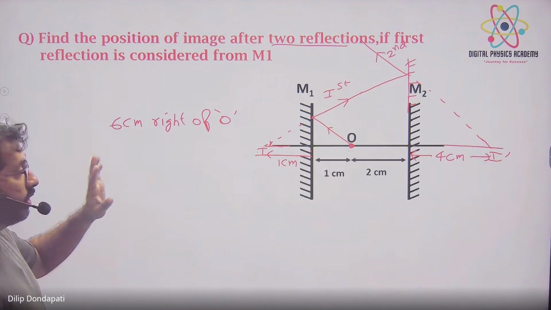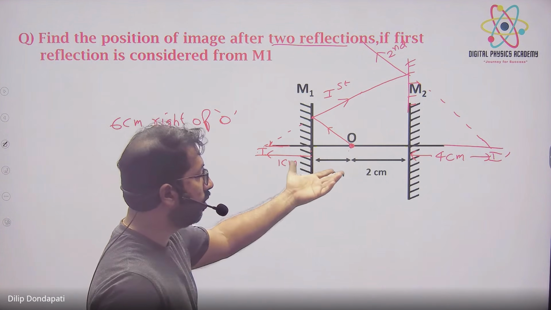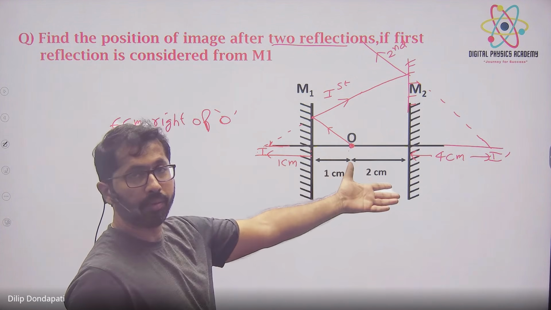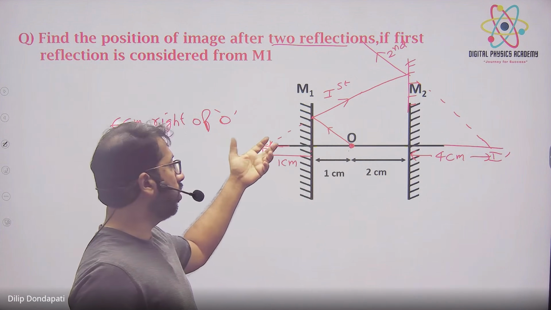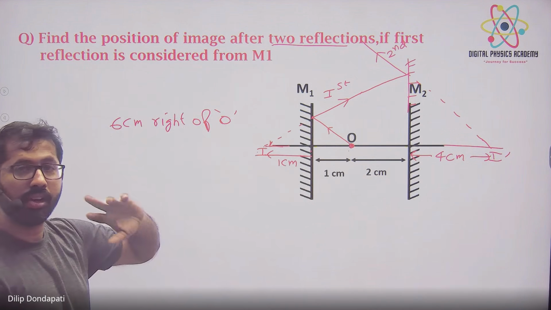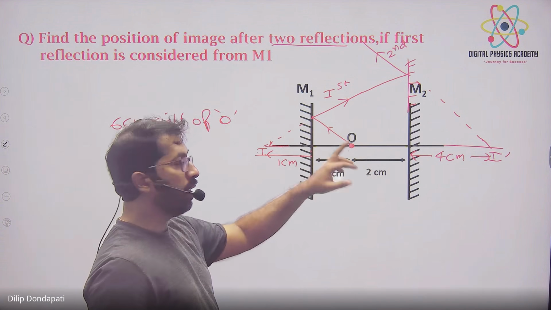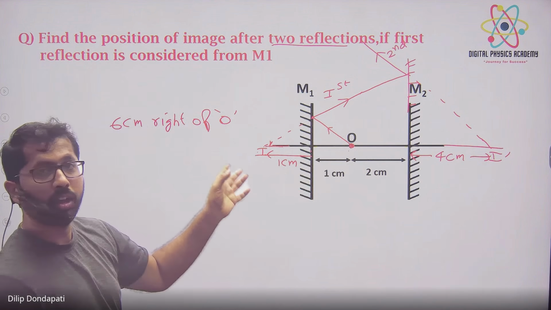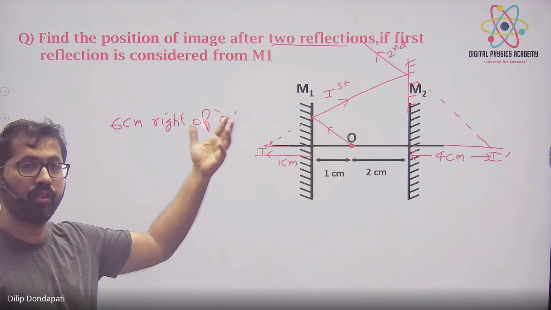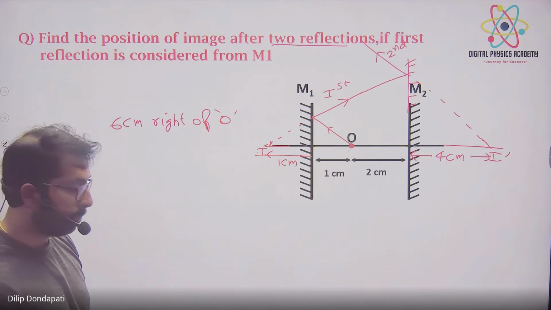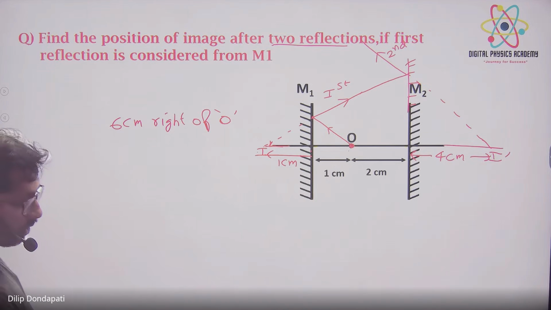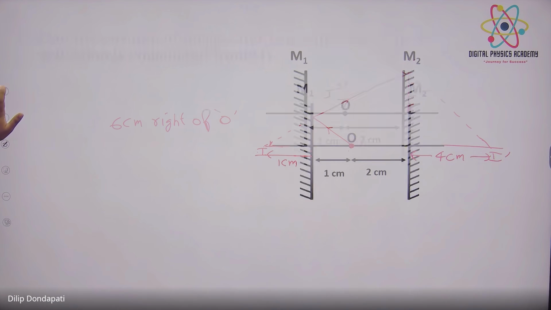So after 2 reflections, where is the image formed? Since it is a plane mirror, no problem. Distance from object to the mirror is equal to distance of image from the mirror. But now I will combine convex, concave, plane. So whenever spherical mirrors are there, you have to use the mirror formula and find the image. Okay. Come on, practice the questions well.